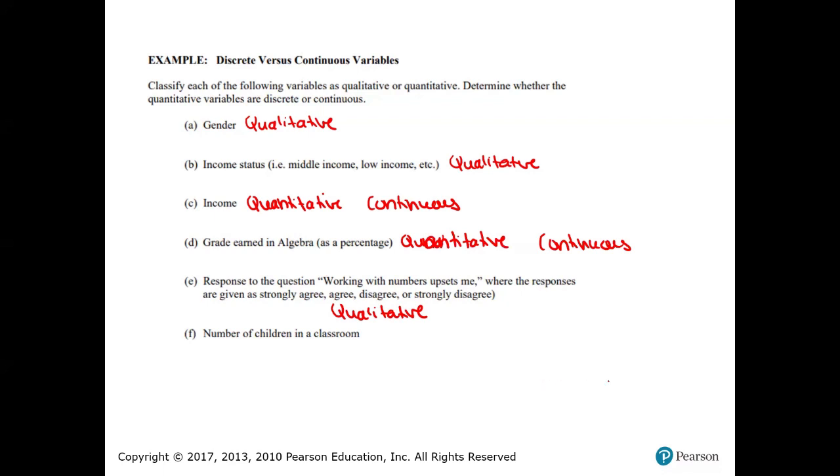Okay, last one, number of children in the classroom. That is going to be a number that I can run some calculations on. So that is quantitative. Is this a calculated value or a counted value? Well, this would be a counted value. So this would be discrete. All right, so hopefully that makes a little bit more sense with those.